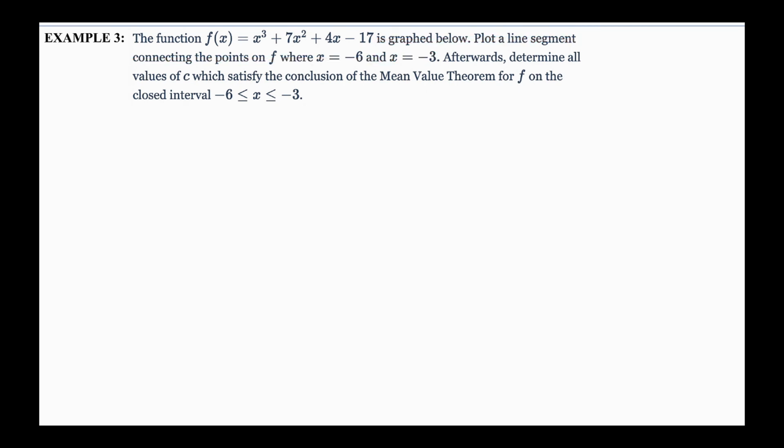Afterwards, determine all values of C which satisfy the conclusion of the mean value theorem for f on the closed interval, less than or equal to, so that means it includes -6 and -3. Okay, so let me write this down. That's our interval there. All right, so the first thing we have to do is find the average rate of change. Okay, so do that right now. Find the average rate of change from -6 to -3. What is the slope?